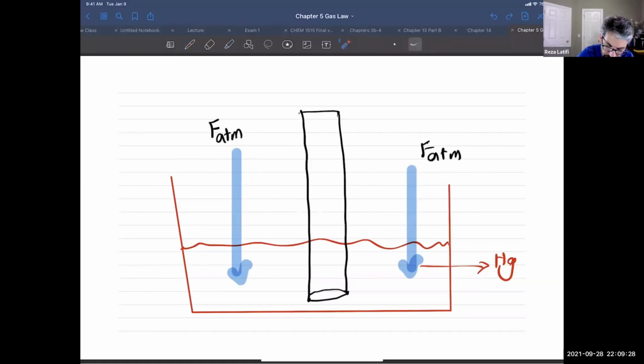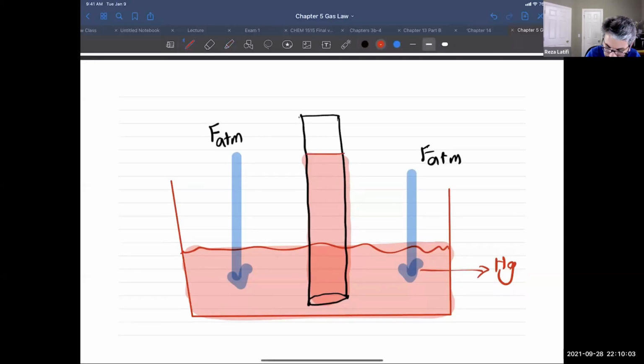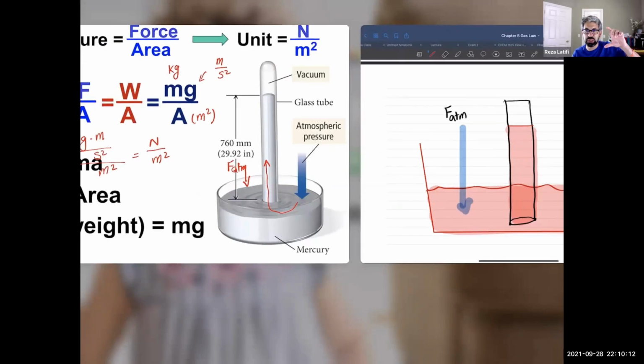The mercury will go up until it reaches one level. Let's assume the mercury went until this level. And here we had mercury. As you see, the mercury went up and reached this level. When we measure it, it gives the height of that column. I'm talking about the mercury.